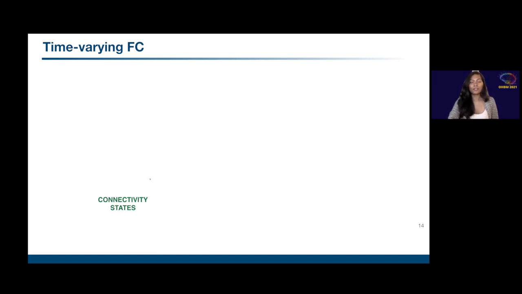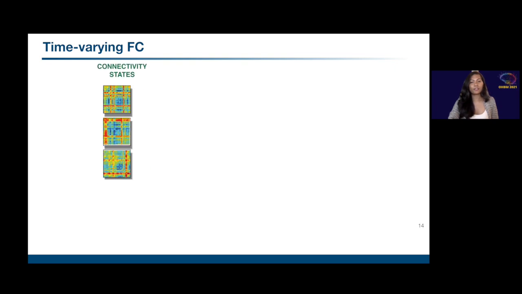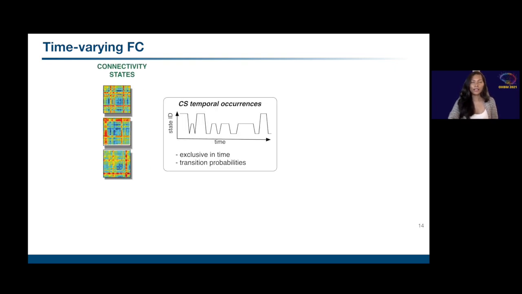Furthermore, these connectivity states can then be further analyzed by looking at their temporal properties. So depending on the technique that we use to assess the temporal properties of these connectivity states, for instance, using K-means clustering, you can obtain a set of states that are exclusive in time, meaning only one state is happening at a single time point. And so with these, we can compute their transition probabilities.